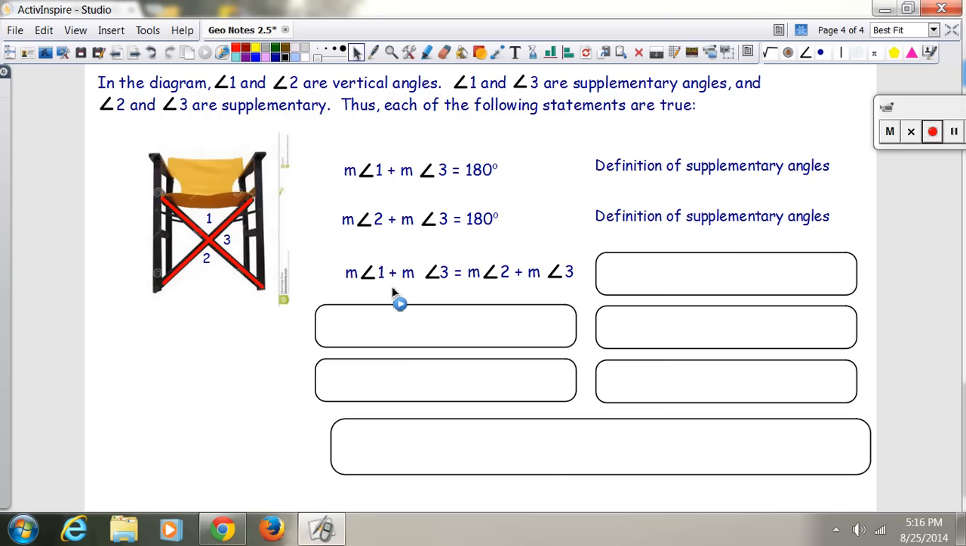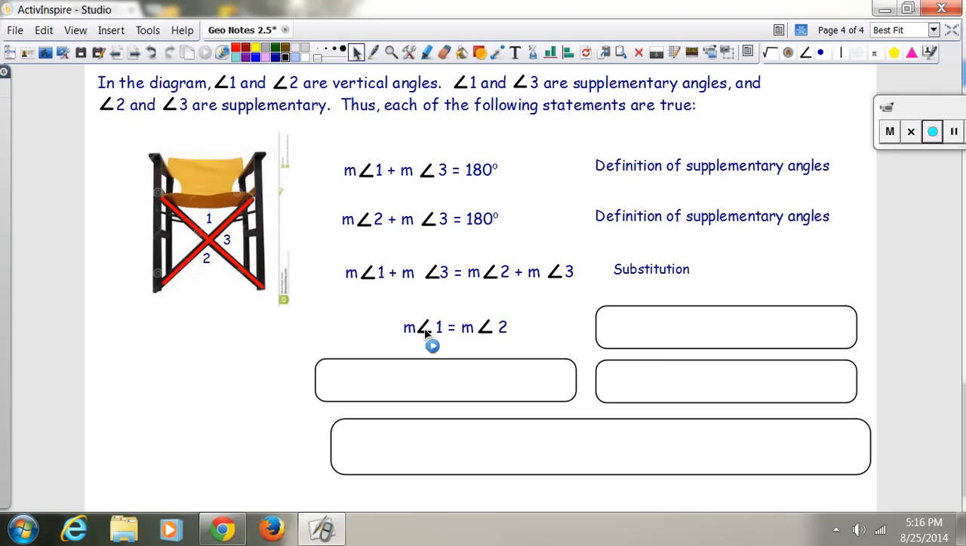Now we could say that 1 and 3 are the same as 2 and 3 because they both add up to 180. So we could actually put substitution there. We could take out the 180 and substitute in 2 and 3 because 2 and 3 also equal 180. Then I know that angle 1 has to equal angle 2 because I could subtract angle 3 on both sides. Subtraction property: minus angle 3 here and minus angle 3 here, they'll cancel out and you'll just have 1 equals 2.